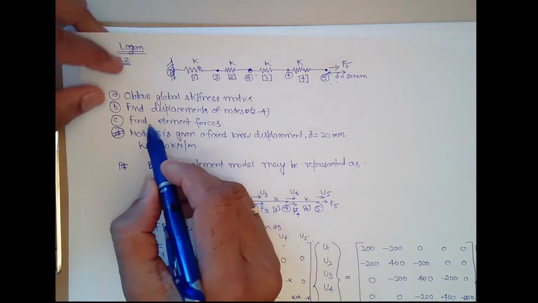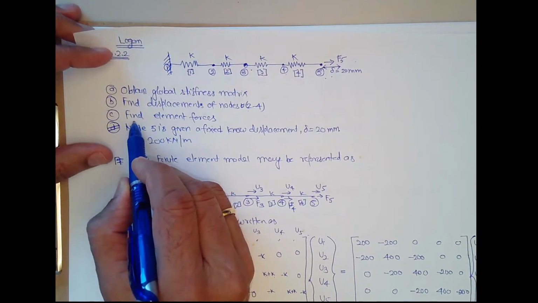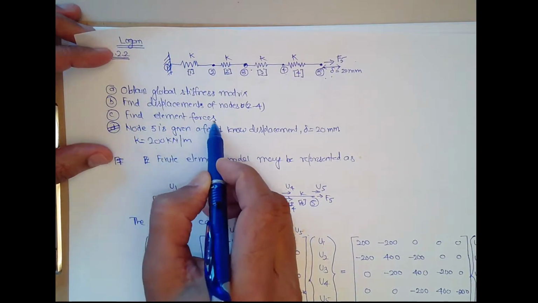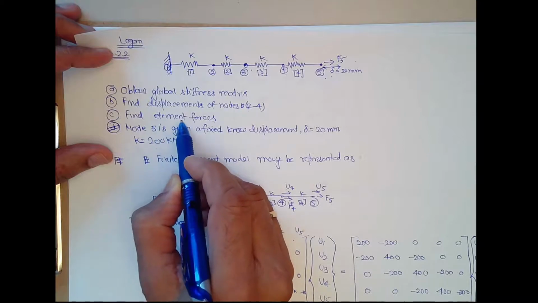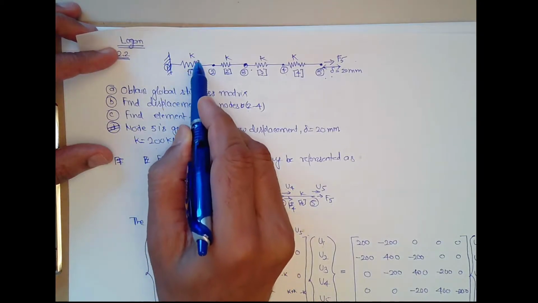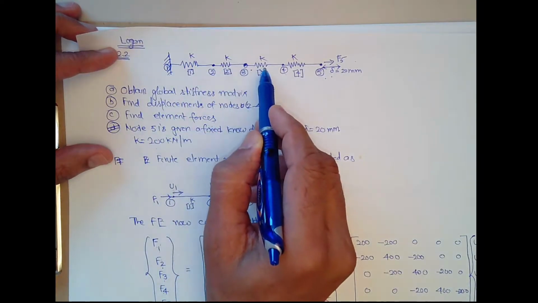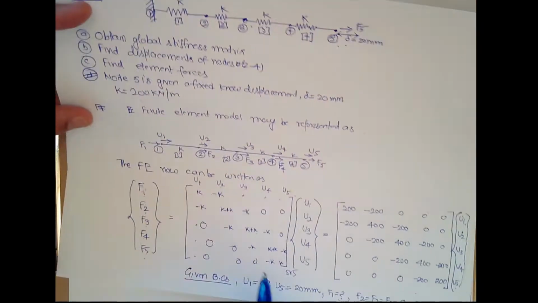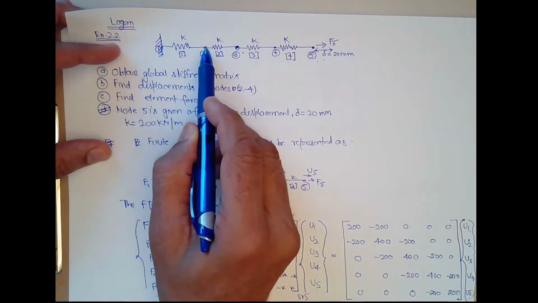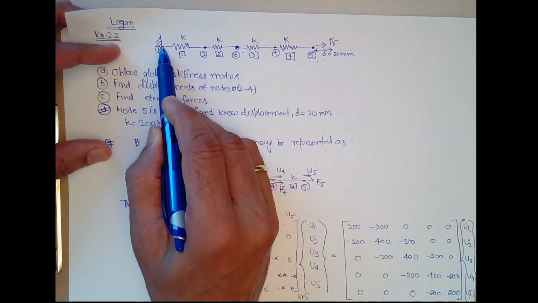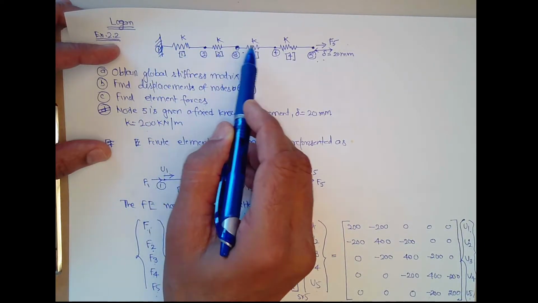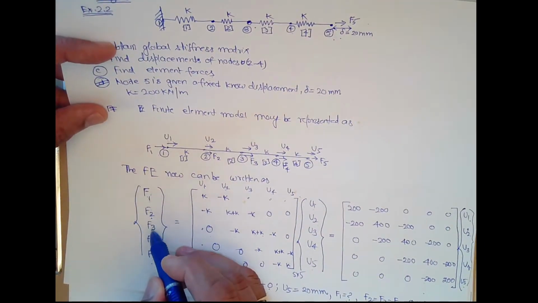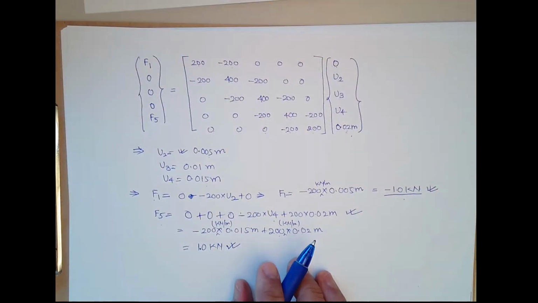In this question, we need to find the element forces, meaning the forces in this element, this element, and this element. Up to now we have got the nodal forces acting at node 1, node 2, node 3, node 4: F1, F2, F3, F4, F5 are known to us.